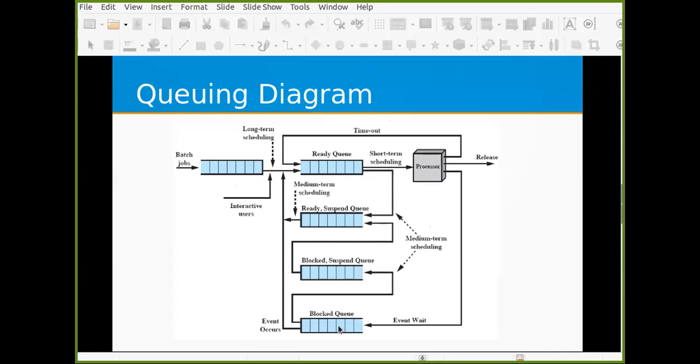Similarly, when a blocked process moves to the block suspend queue, again medium-term scheduling is used. Then you have long-term scheduling. Whether it is a batch job or an interactive user process, whether it will enter the ready queue or the ready suspend queue, that decision will be taken by the long-term scheduler. So this is the same thing using a queuing diagram. I hope this makes sense to you. Does this diagram make sense to you?